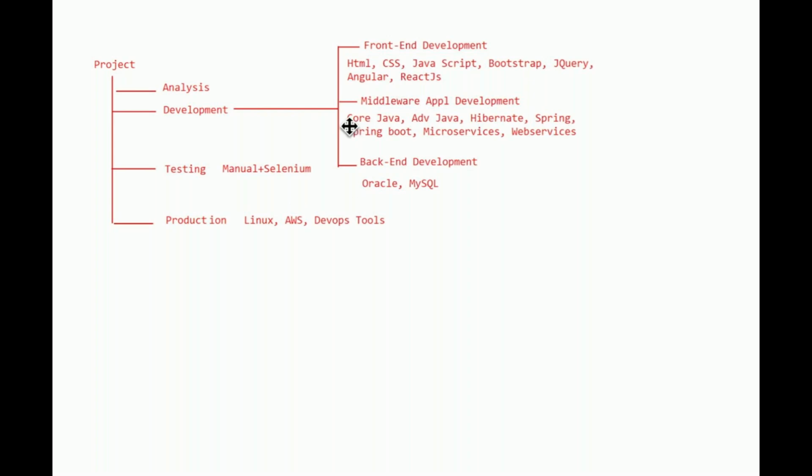If you take Java as a middleware application development technology, there we have to learn like what there? Core Java, Advanced Java, Hibernate, Spring Boot, microservices, web services. This is a Java part. Backend development in the sense what tools we are going to use there? Oracle or maybe MySQL or maybe SQL Server depending on our technologies.